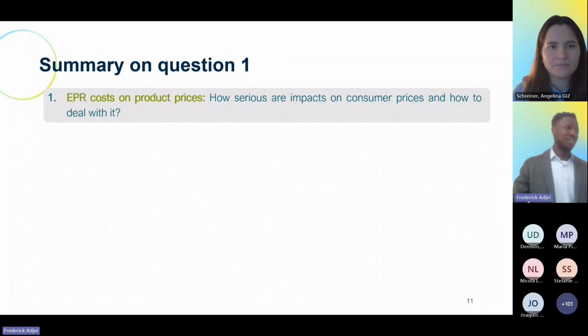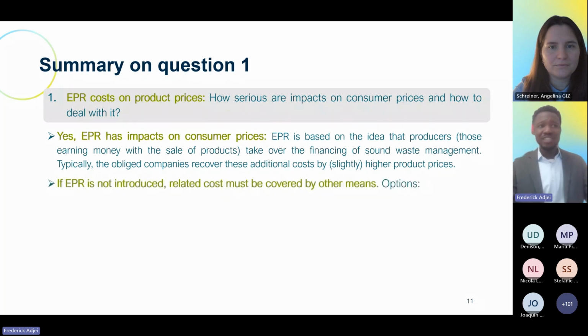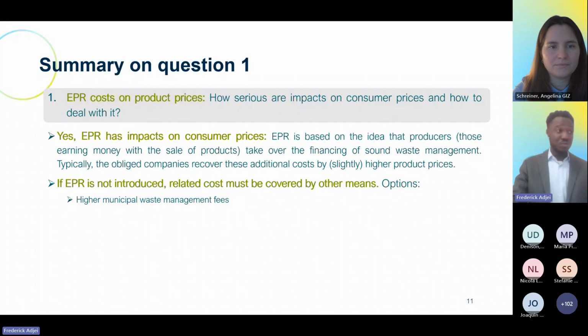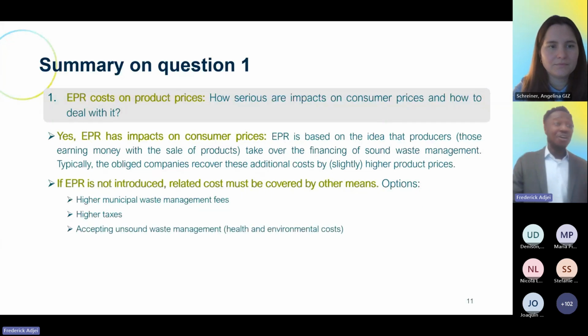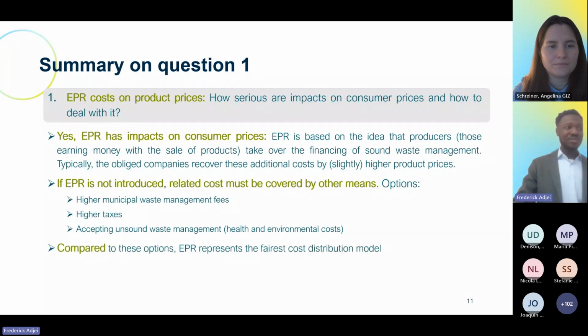So to summarize on that question, yes, we will have a little bit of an increase in consumer prices, but really not that much. And without EPR, the only options we have is either we increase municipal waste management fees, which we know have problems, higher taxes with their limitations, or we accept that we will pay this cost with our health or with the environment. It's as simple as that. But compared to these, EPR really gives us the fairest distribution model.